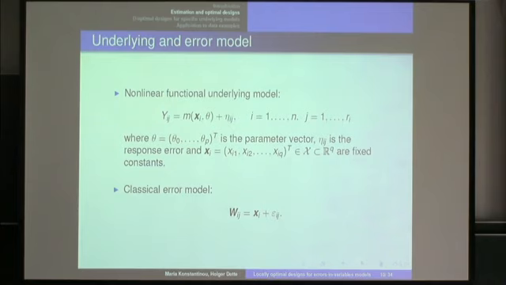And at this point, we also introduce the design setup by considering repeated observations. So n is the number of distinct experimental conditions, and Ri is the number of repeated observations at the experimental point xi.